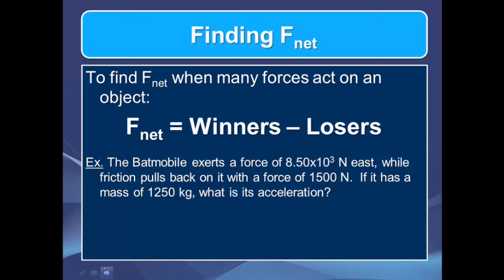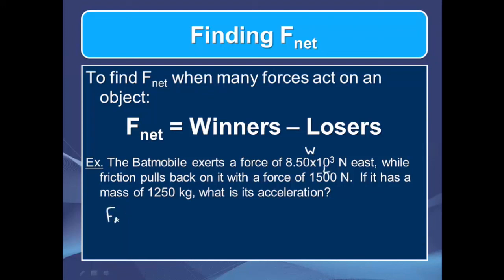Well, again, when we're talking about this idea of winners versus losers, just look at the magnitude of the values and find out which one is larger. In this case, we have 8,500 newtons exerted by the Batmobile versus 1,500 newtons exerted by friction. The Batmobile is going to win, so this object is going to be traveling east. So this one up here, that's our winner. This one down here, that's our loser.